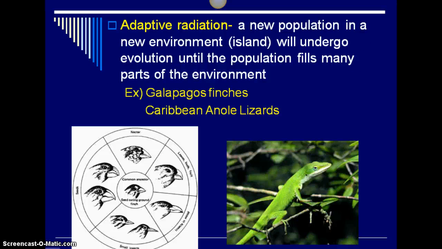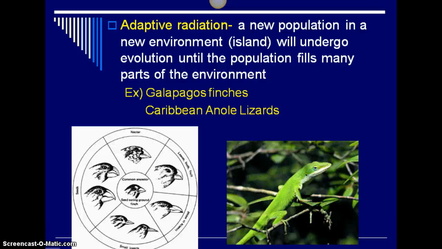A word that will go in this same column with divergent evolution is adaptive radiation. In this, a new population in a new environment, like an island, will undergo evolution until the population fills many parts of the environment. If we have one type of lizard as an example, eating one particular type of thing and living in one particular location, eventually, because the competition's so great, some of the lizards will go live in a new area or start eating something different, and they become kind of a new species in that location. They take over a location or a food source that isn't being used.